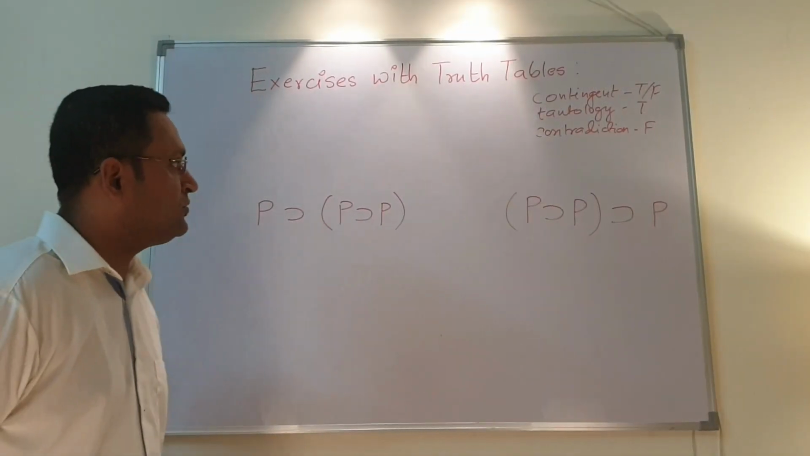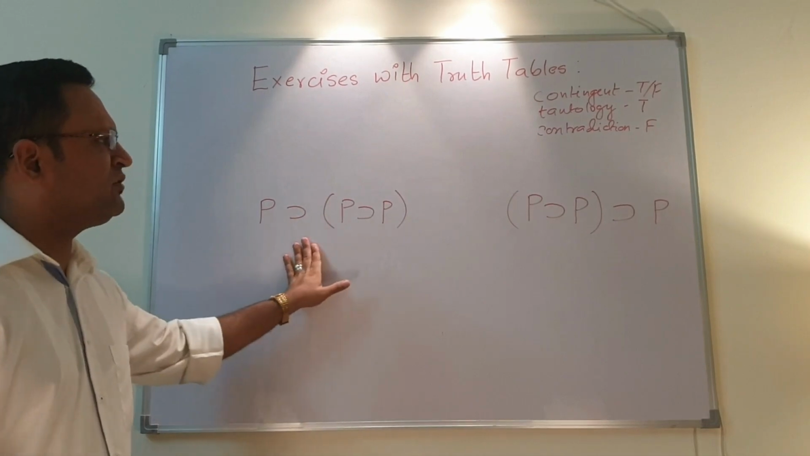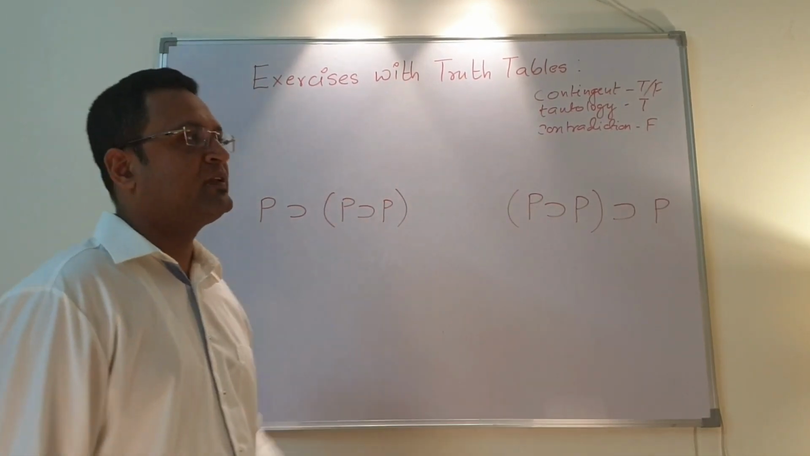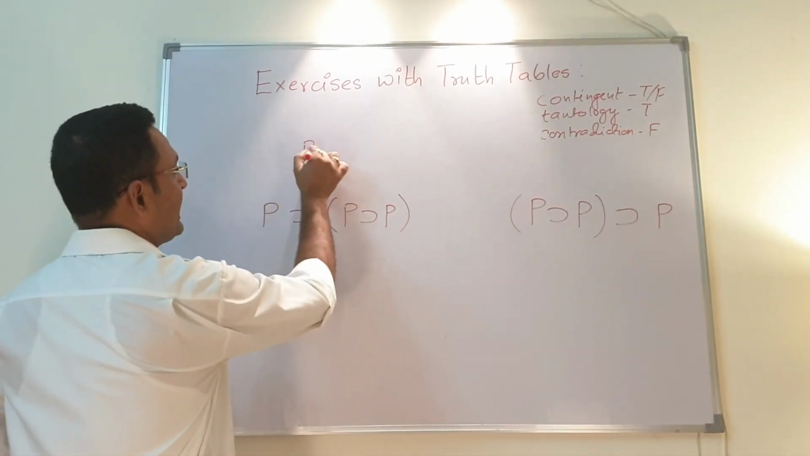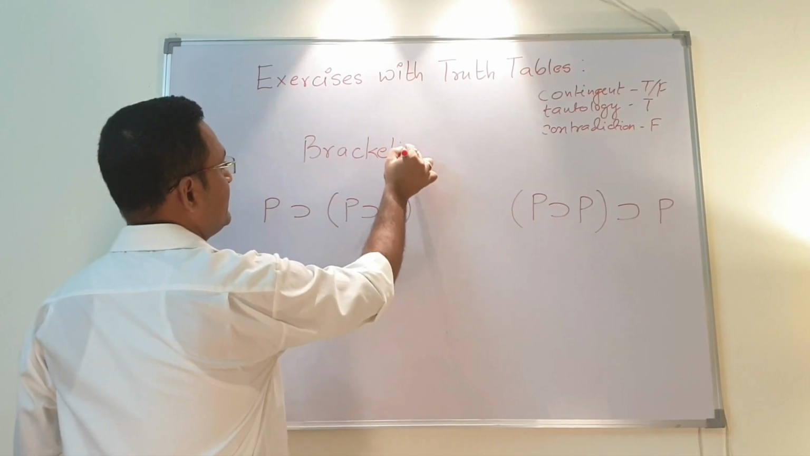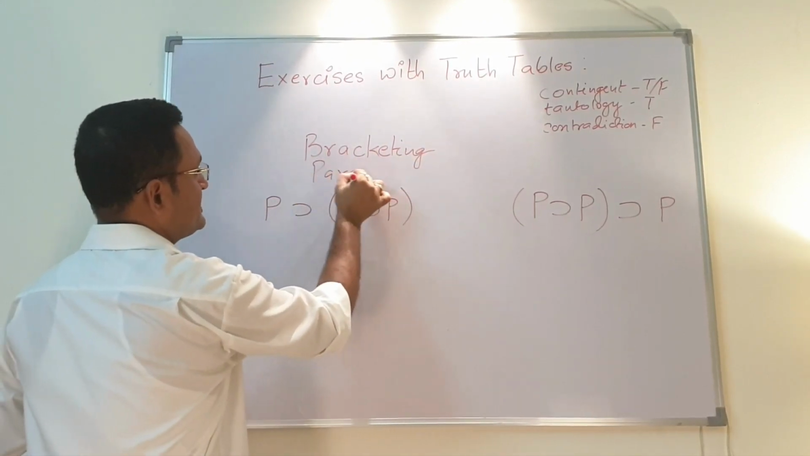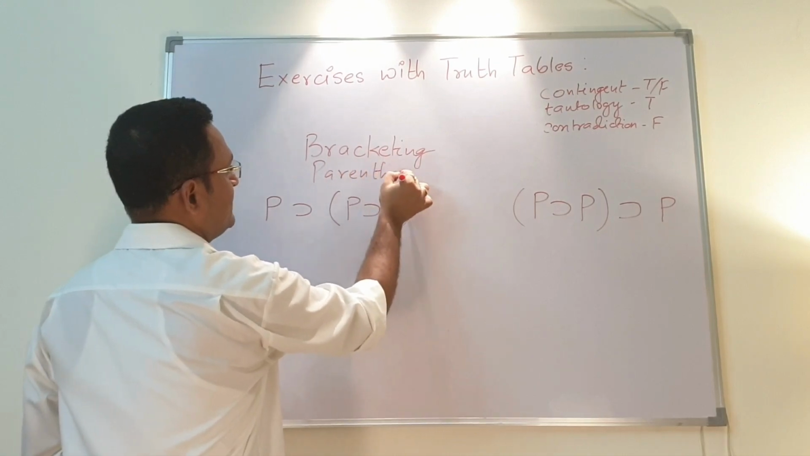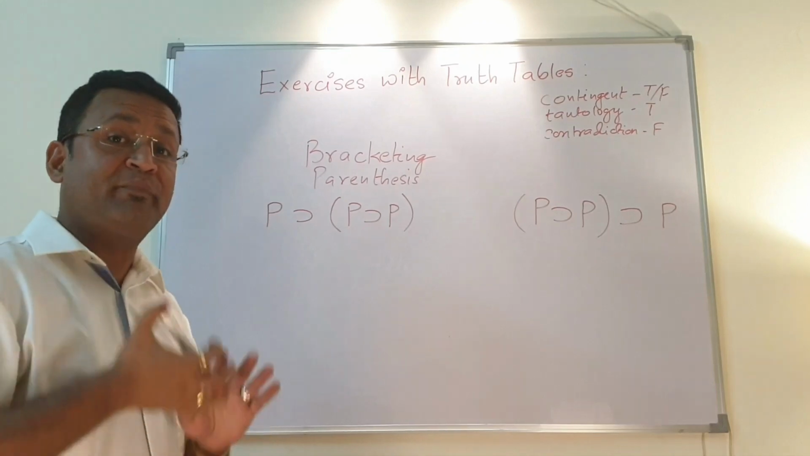Okay, now this is the next question. The next question is to find the value of this expression or this expression. Now why am I taking this example? Because there is something called bracketing. Bracketing is a very important thing. Sometimes it is also said that you need to parenthesize; both the terms, bracketing and parenthesis, are used. What is the role of parenthesis?